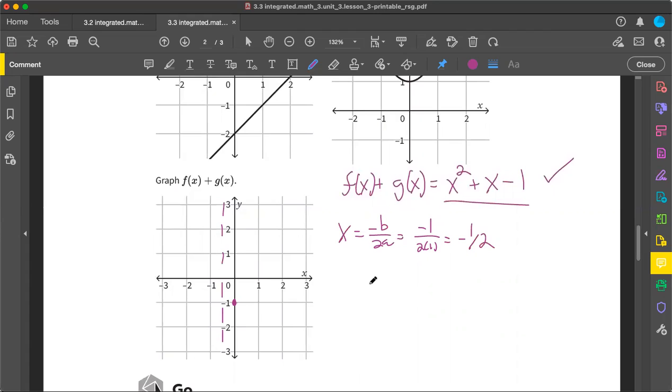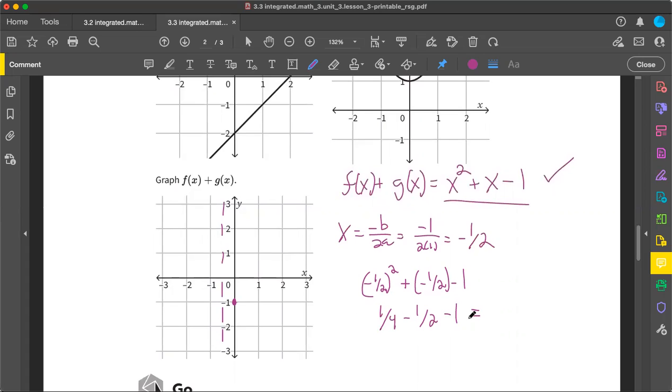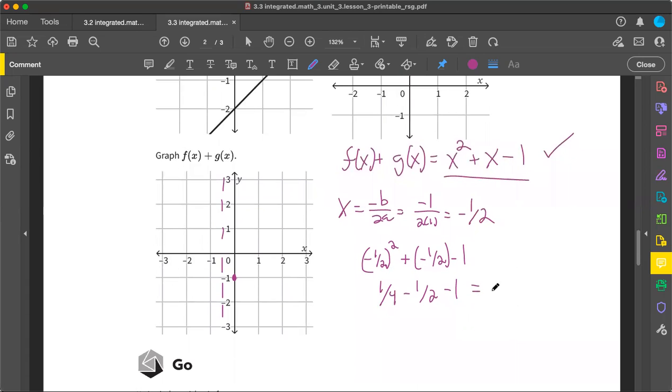Pretty chill. You could push that further, try and figure out where that y coordinate is. A little bit of algebra. Nothing you can't handle though. What's this going to be? Negative 1/2 times negative 1/2 is 1/4. You're subtracting a half and then deducting 1. A little bit of fraction work, but you're so capable. It's crazy. This is going to get you negative 5/4.